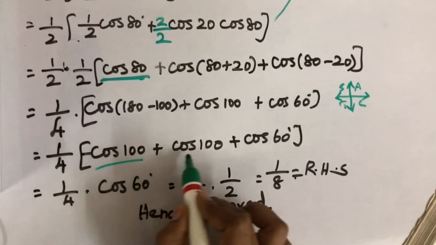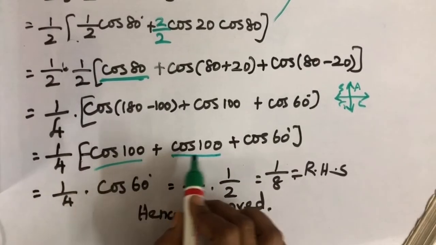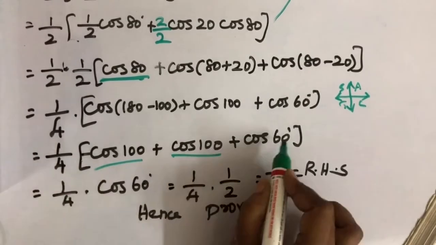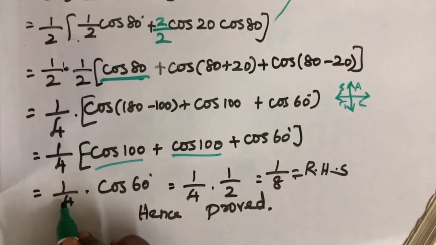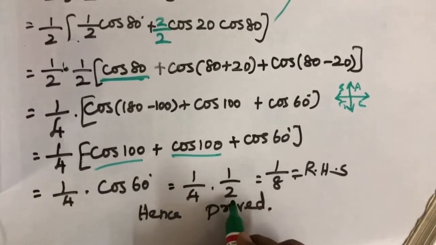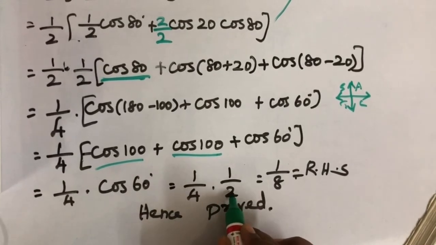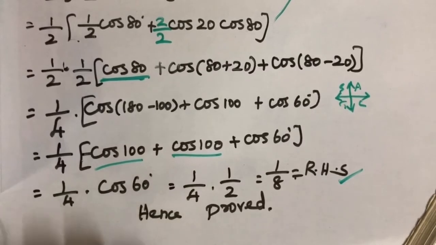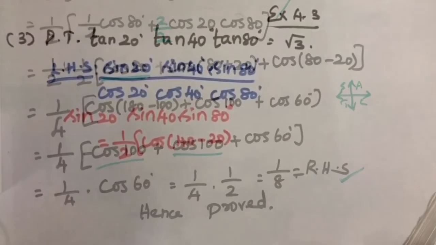These two terms, minus cos 100 plus cos 100, will get cancelled. So it is 1 by 4 into cos 60. Cos 60 is 1 by 2, so 1 by 2 into 1 by 4 gives 1 by 8, and that is our right hand side. Hence we have proved the first part in the third problem.